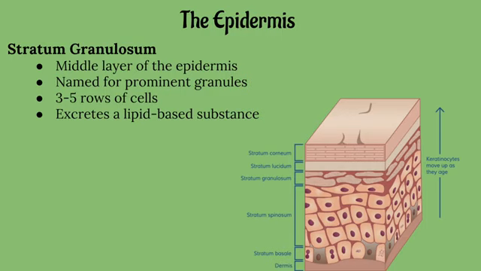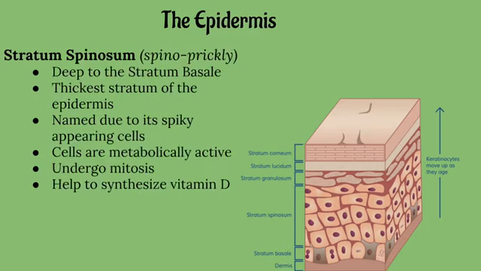or entering the skin. The stratum spinosum is located underneath the stratum basale, and it is the thickest layer of the epidermis, containing 8 to 10 layers of cells. It's named due to its cells that have a spiky or spiny appearance. Now, these cells look spiky after preparation for a microscope, but in living tissue they do not look spiky. Since the stratum spinosum is near the blood supply, its cells are metabolically active and can undergo mitosis. This layer of the epidermis also helps to produce vitamin D.